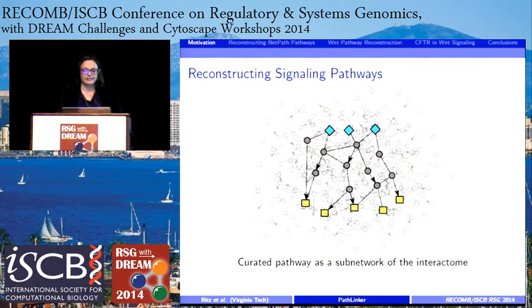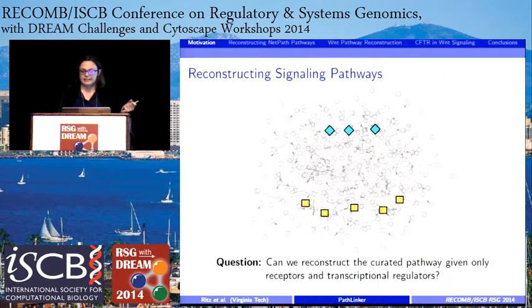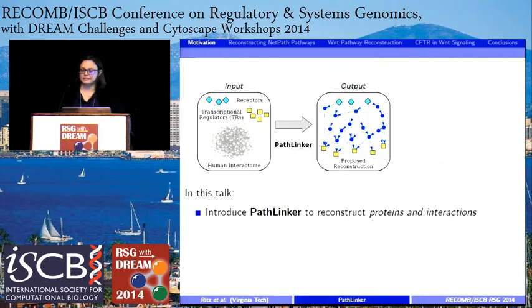And we can ask the question that if we remove the intermediate nodes and interactions, can we reconstruct this curated pathway? So our inputs to this problem are the receptors, the transcriptional regulators, and the human interactome. And I'm going to talk about an algorithm that we developed called PathLinker that returns what we call a proposed pathway reconstruction. So these are the intermediate nodes and the interactions between those nodes.